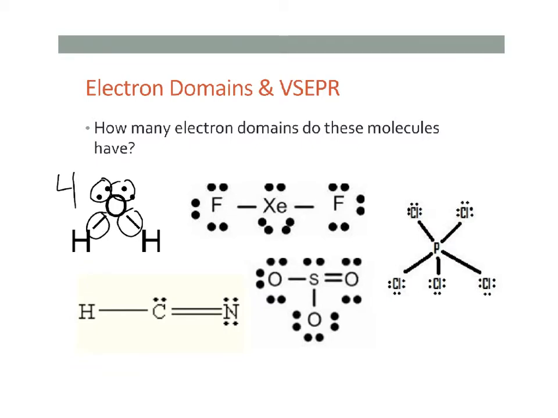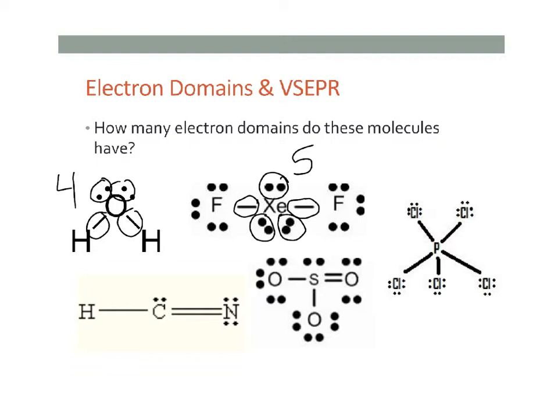Let's look at another example. Let's look at the example immediately to the right. If we look at the molecule XeF2, only looking at the central atom, we see that it has 2 bonding pairs of electrons and then 3 lone pairs of electrons. So total, there are 5 electron domains, 2 of which were bonding and 3 were lone pairs. Notice that I didn't look at the lone pairs on fluorine because they weren't central.